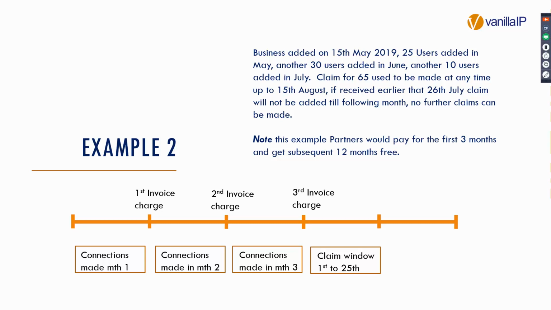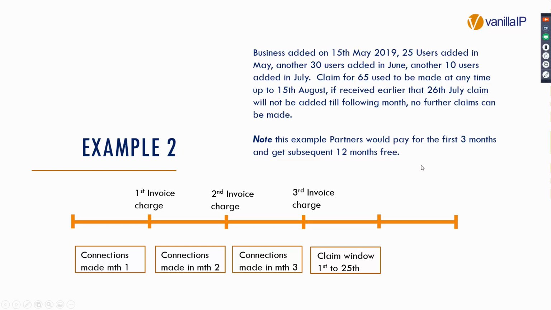So in this instance, you will be paying 1 month for connections made in month 3, 2 months for connections made in month 2, and 3 months for connections made in month 1. But all of them will gain that subsequent 12-month free connection program afterwards. So that's the longest window, as I said, 90 days to complete all customers. You need to get all the extensions on by that period.